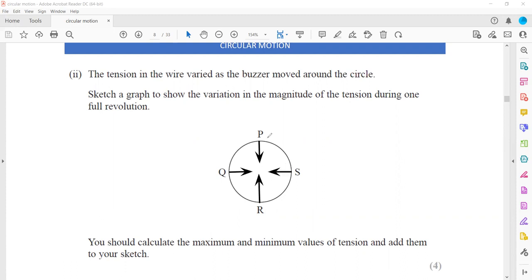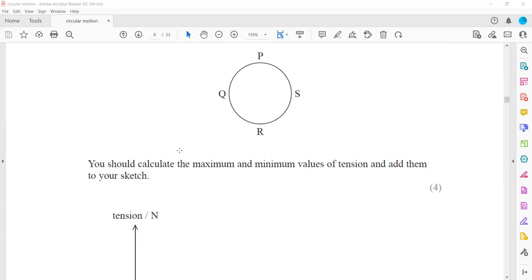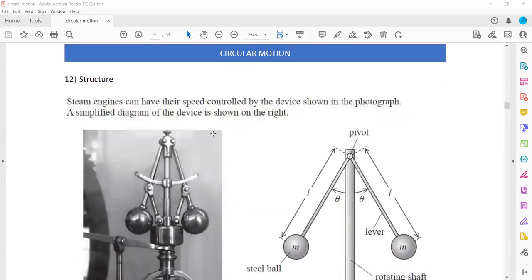So at point P, because the weight is contributing to the centripetal force, the tension is 14.8. At this point, the weight is not affecting the centripetal force, so it is 16.3. But at point R, the weight is opposite to the tension, so the tension should be higher. It is about 17.7. So this is how the tension varies along the circular path.